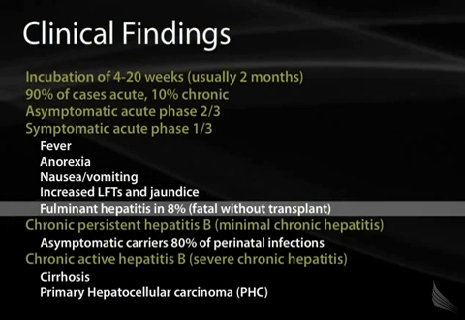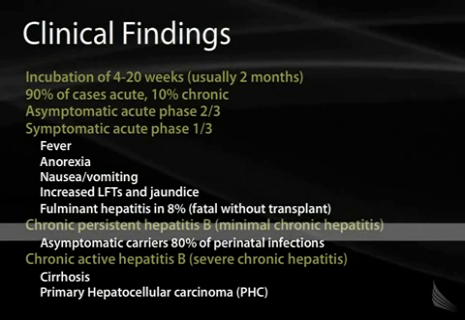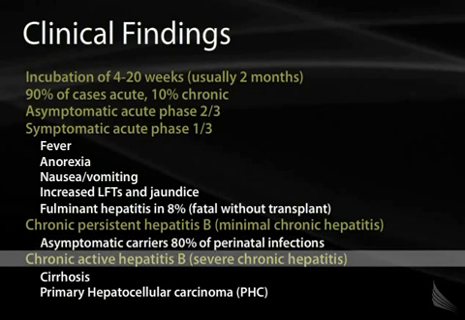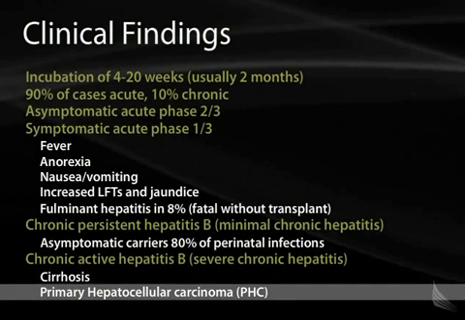8% of people can develop a fulminant hepatitis, which is fatal without transplantation. You can also get chronic persistent hepatitis B with minimal chronic hepatitis, and asymptomatic carriers are 80% of perinatal infections. The moms don't know they have hepatitis B because they're asymptomatic, and yet they're chronic carriers. Chronic active hepatitis B is severe chronic hepatitis. That'll lead you rapidly to cirrhosis and primary hepatocellular carcinoma.